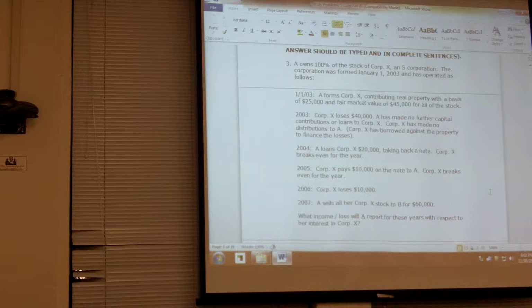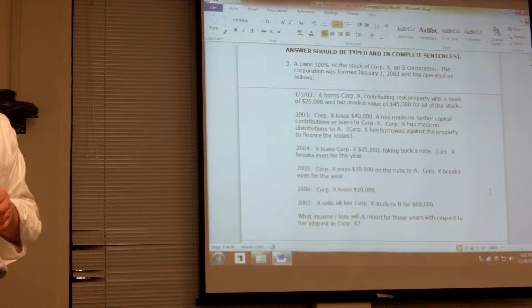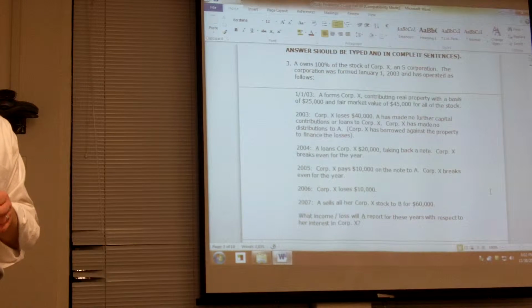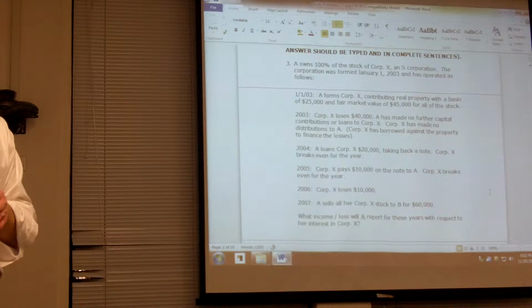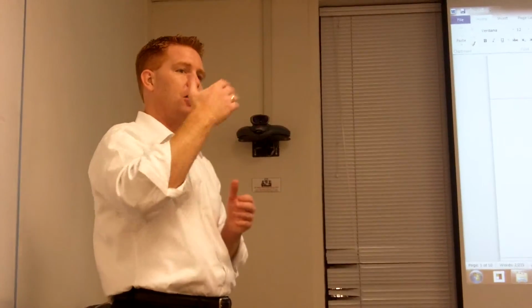$20,000, taking back a note. Corporation X breaks even for the year. Okay, what does that mean? What happens there? Debt basis. Debt basis, thank you. What does debt basis allow us to do? Take losses. But we don't have any losses for the year, right? Suspended loss, yes. So we're able to take that $15,000 loss.